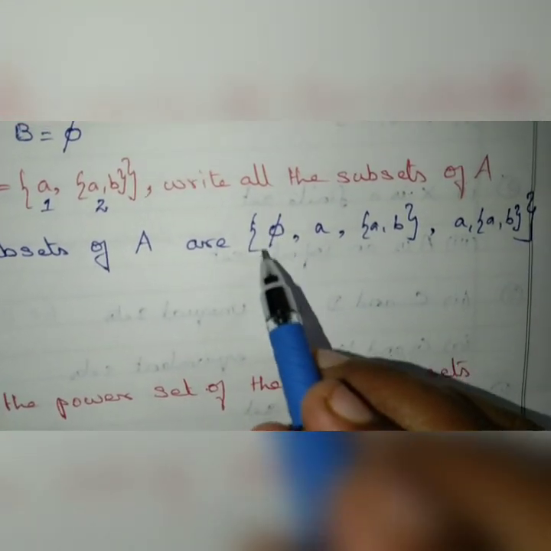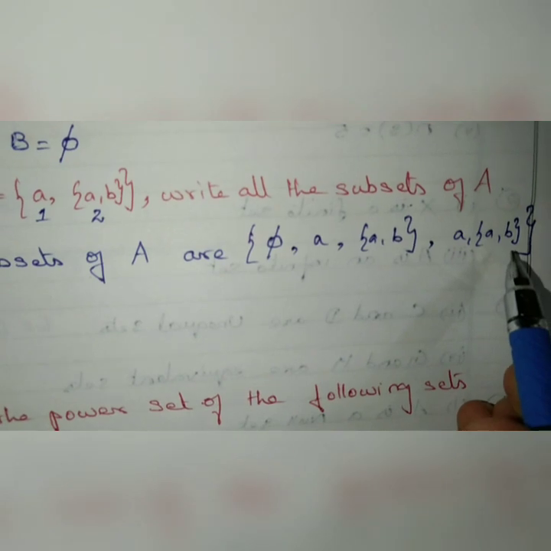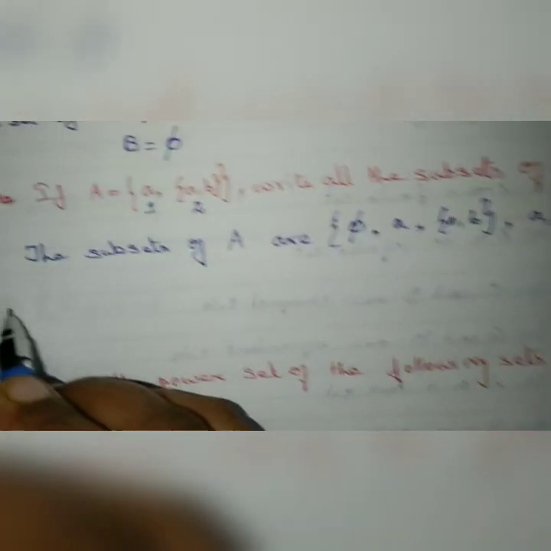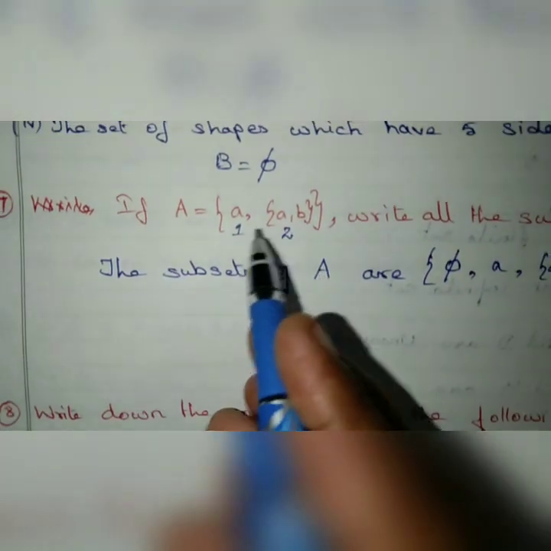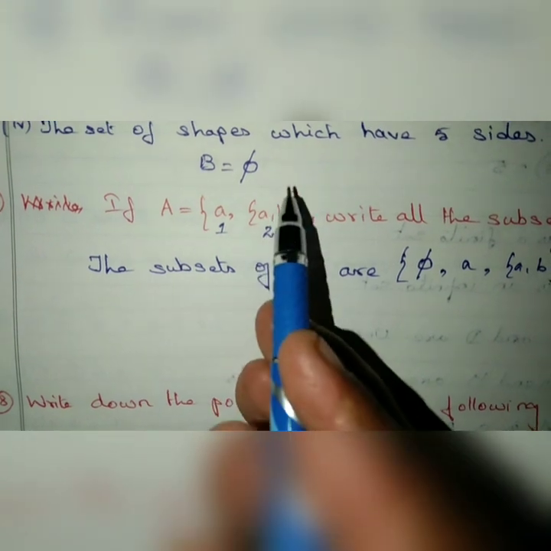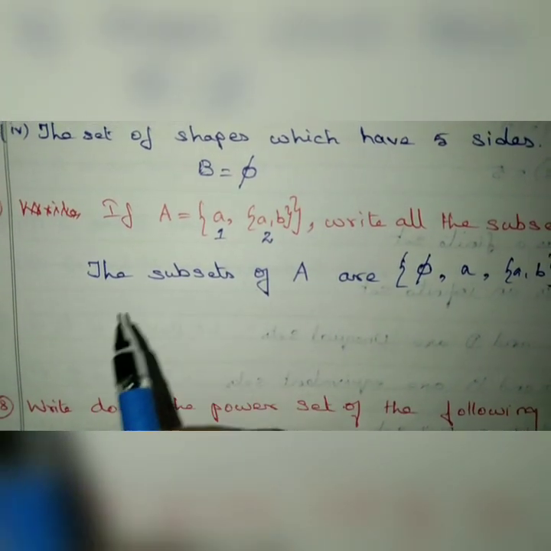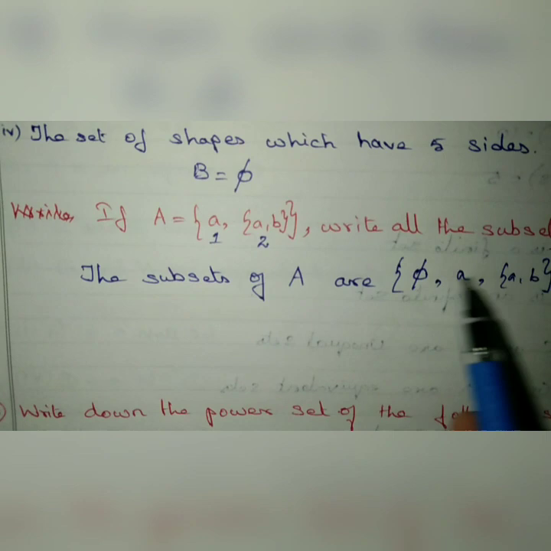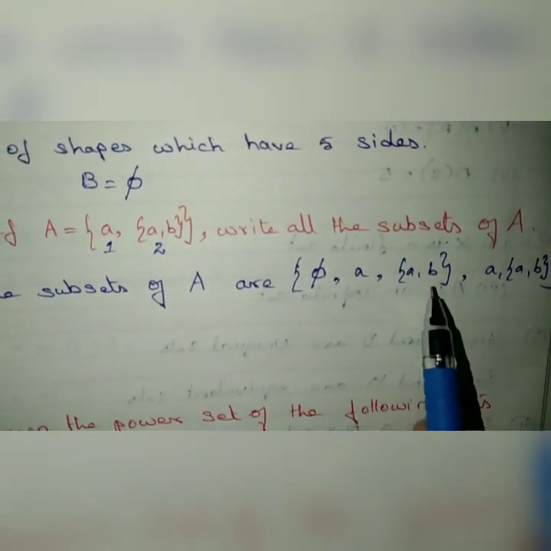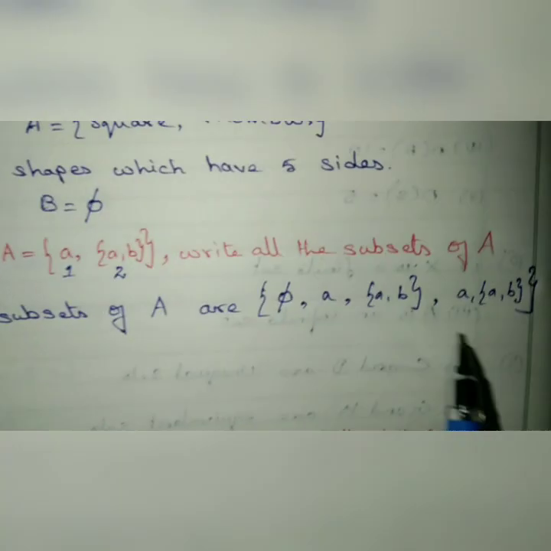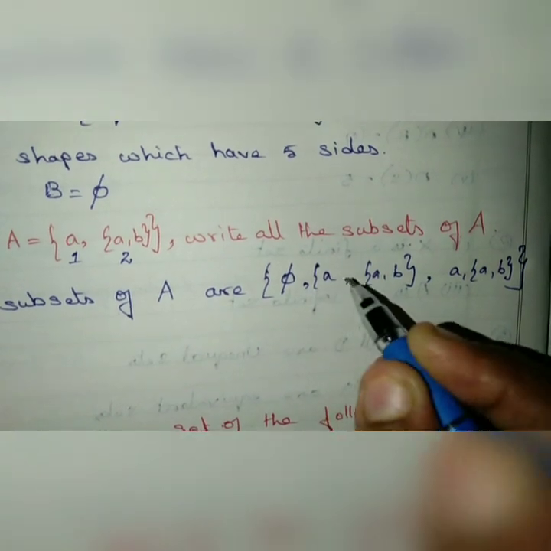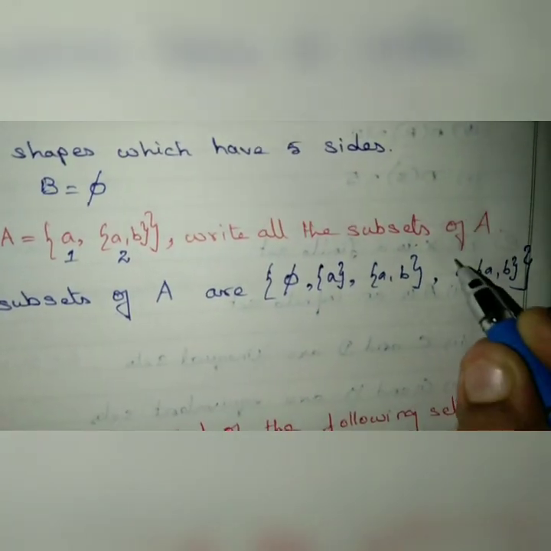The subsets of A are the empty set and the full set and the single sets in between. We know you have a rule, isn't it? If there are 2 elements, it is 2 to the power of the number of elements that gives the number of subsets. So 2 to the power 2 is 4. So see the number of subsets: 1, 2, 3, 4. These are the subsets. This you will write within brackets.